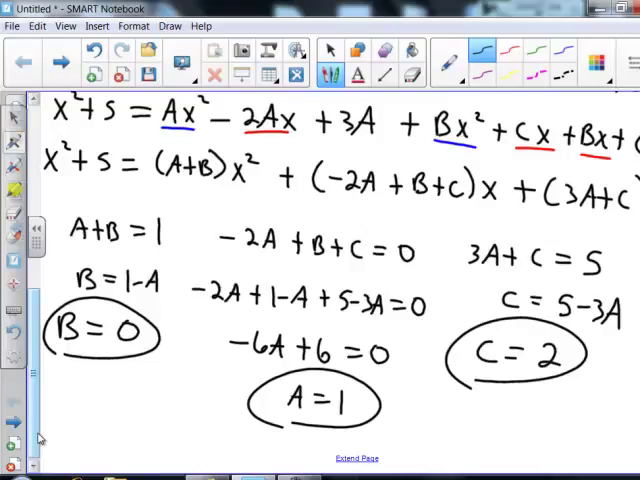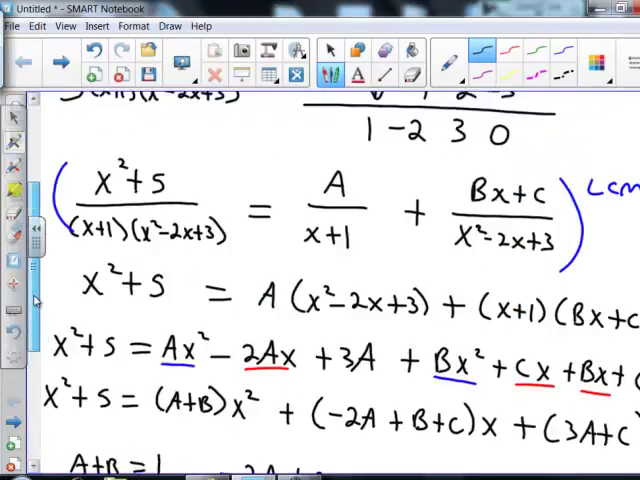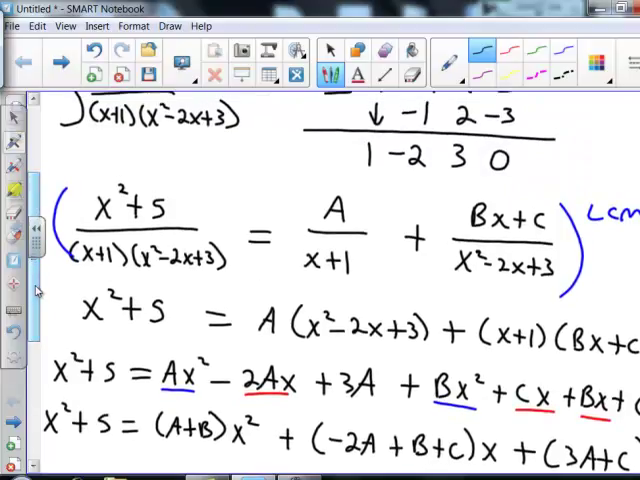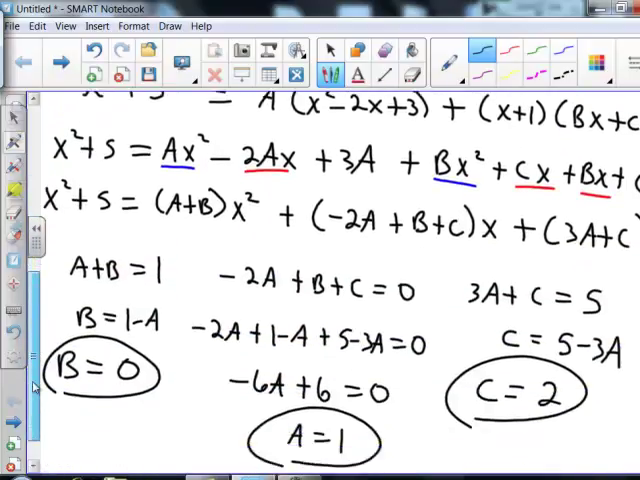So, back up in my original problem. I can rewrite x squared plus 5 over how I factor my denominator of x plus 1 times x squared minus 2x plus 3. I can rewrite that as follows. So I can rewrite my integral.